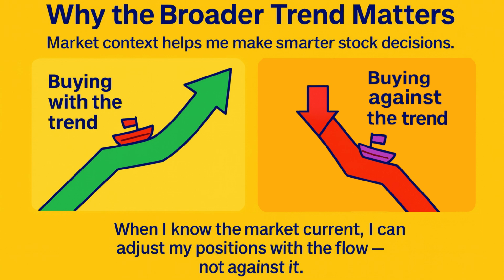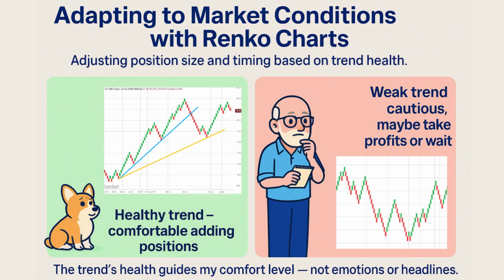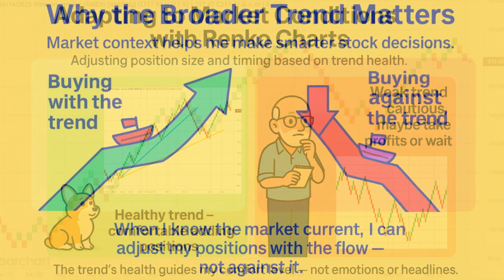For example, if I see that the market trend is still healthy, I might be more comfortable adding to positions during a short-term pullback. But if the market trend looks weak, I'll probably be more cautious, maybe hold off on buying or even take some profits. This step helps me stay aligned with the overall market rhythm instead of reacting to short-term price swings.